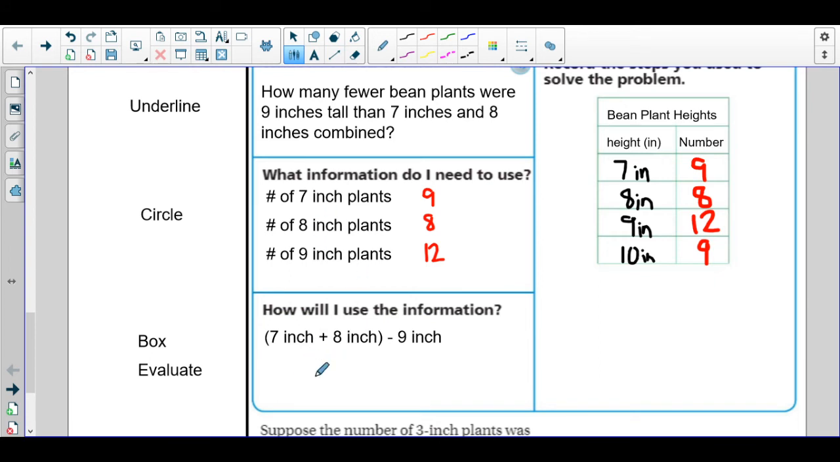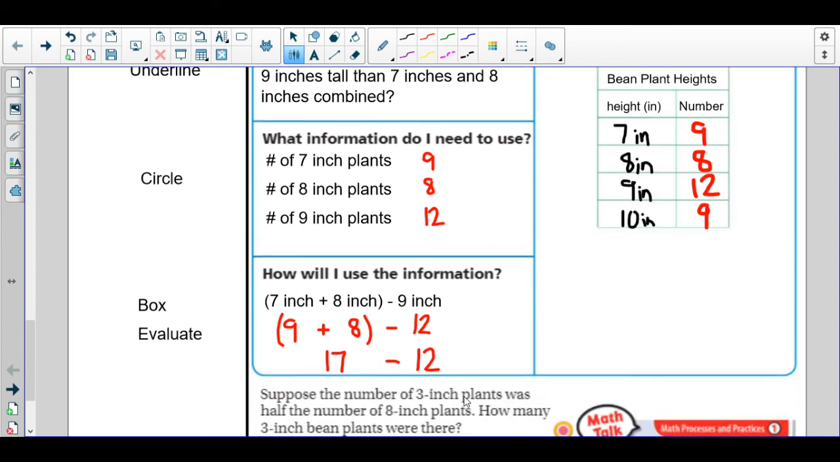So we have 9 plus, let's see how many 8-inch plants. We had 8. And what we're going to do, we need to find out what that total number is there. So that is 16, 17 of those plants. And then we are going to subtract it from the number of 9-inch plants, which is 12. So what do we have right here?